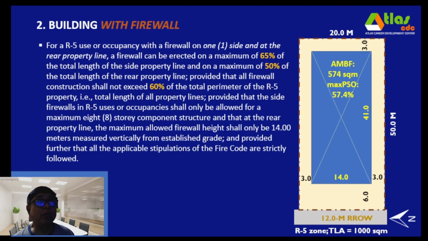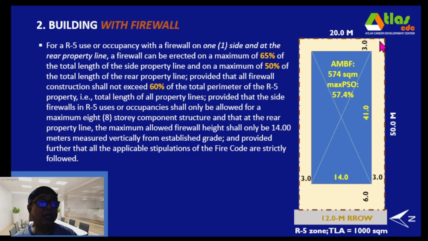Again, we are going to check the firewall requirements. Accordingly, for an R-5 use or occupancy with a firewall on one side and at the rear property line, a firewall can be erected on a maximum of 65% of the total length of the side property line. So on one side, the maximum length of the firewall is only 65% of that side property line, and on a maximum of 50% of the total length of the rear property line. So sa rear naman, maximum 50% of the rear property line.